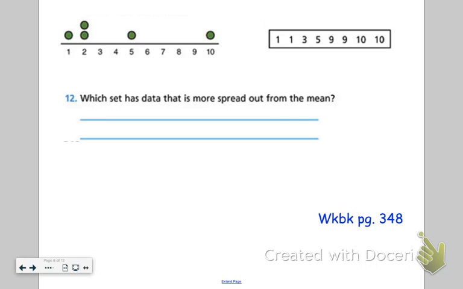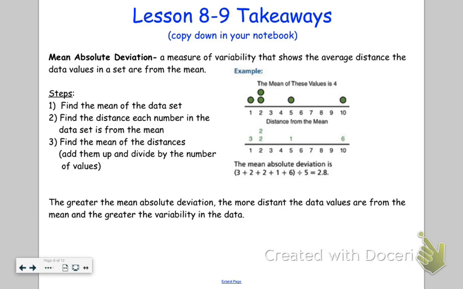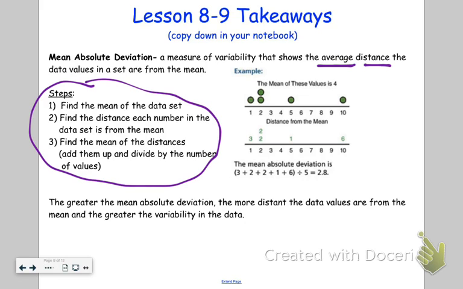All right, I think that was everything. Okay, let's take a look at our takeaways. So mean absolute deviation, again, a measure of variability that shows the average distance. So it's an average or a mean of the distances that the data values in a set are from the mean. And here are the steps you would need to take to find it. You first have to know what the mean is, and then you figure out the distance each number in your data set is from the mean, and then find the mean of those distances. Add them up and divide by the number of values. And remember that the greater the mean absolute deviation, the more distance the data values are from the mean and the greater the variability in the data.